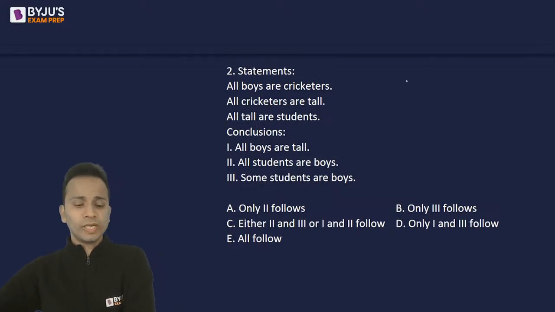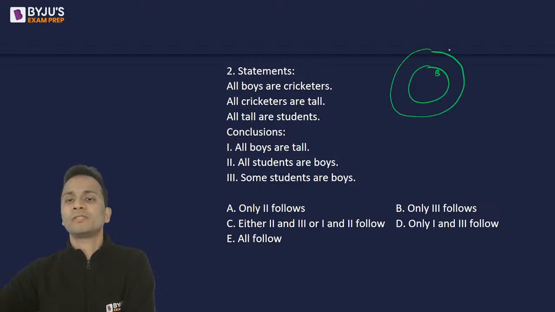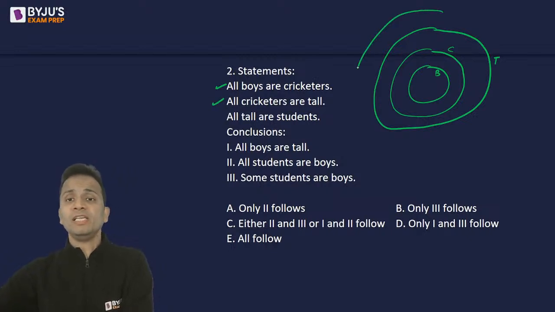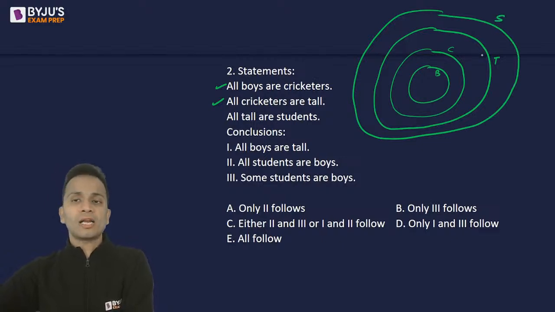So let's start solving this quickly since I've already got the answers. Okay, so all boys are cricketers. So circle of boys and then circle of cricketers. Fine. So statement number 1 is drawn. All cricketers are tall. So once again, a bigger circle that will completely overlap the circle of cricketers. Then all tall are students. So finally, the circle of students will be even bigger. So these are the three statements.